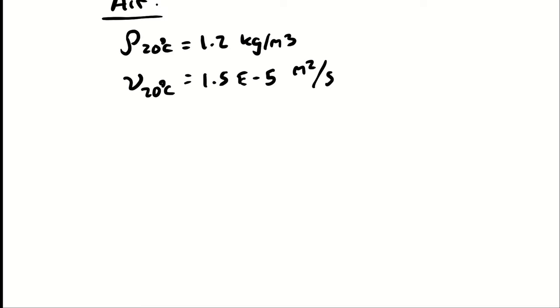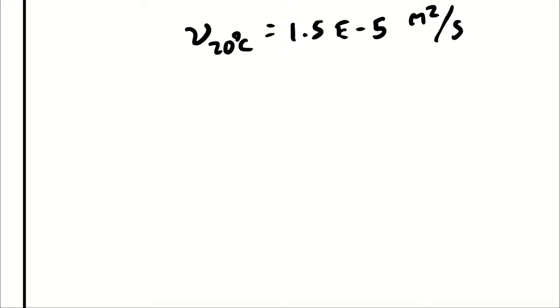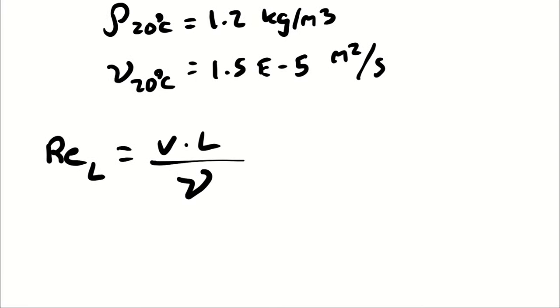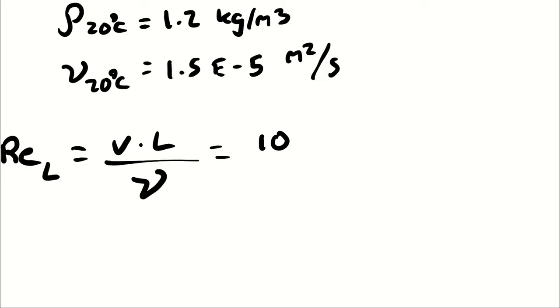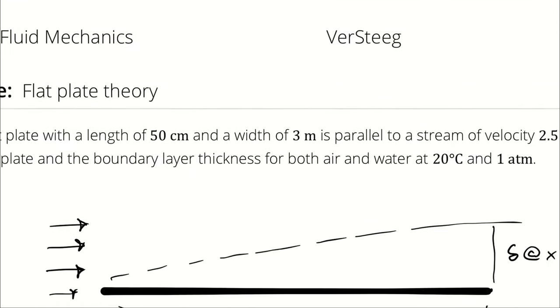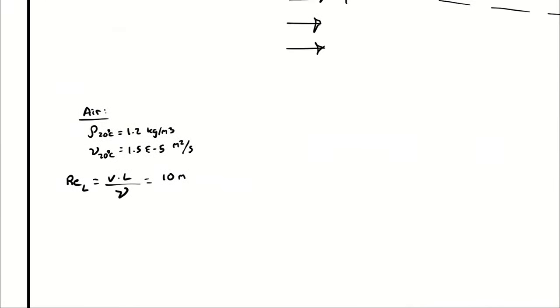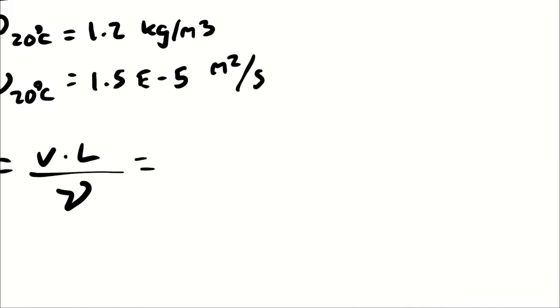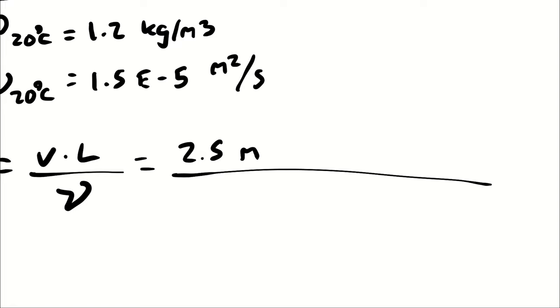Then I'm calculating a boundary layer thickness and a drag force. For both of those analyses, I'm going to need to know if I have laminar or turbulent flow. So the first thing I will do is determine a Reynolds number with respect to length. My length here is 50 centimeters. So free stream velocity times the length divided by the kinematic viscosity of the fluid we are analyzing. The velocity here is 2.5 meters per second. We are using a length of the plate of 50 centimeters.